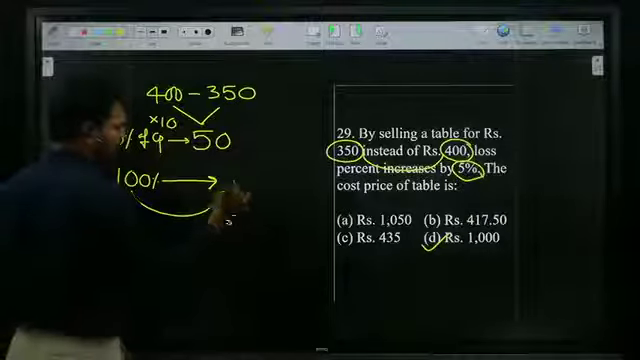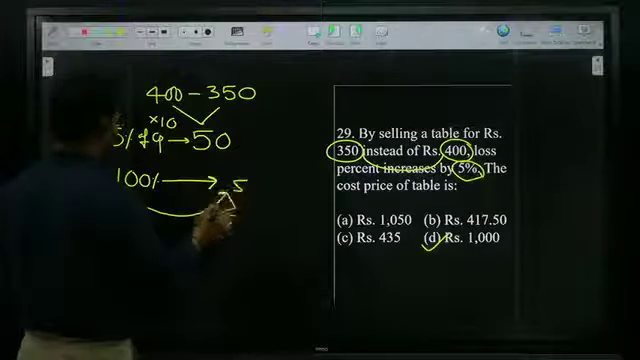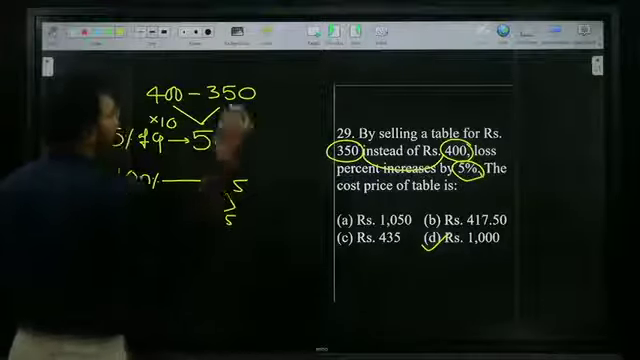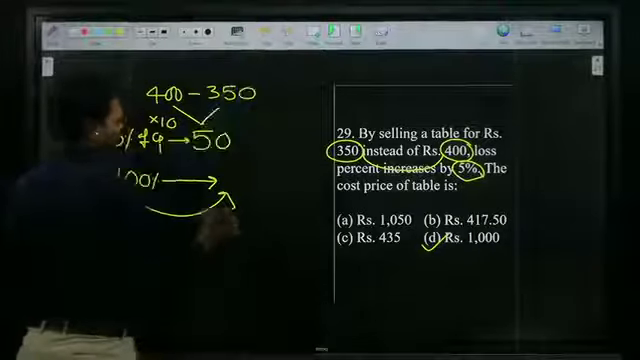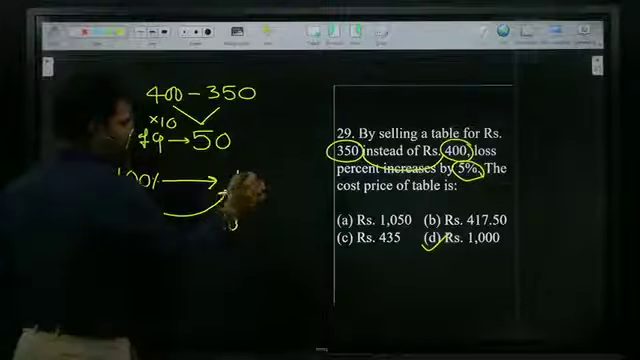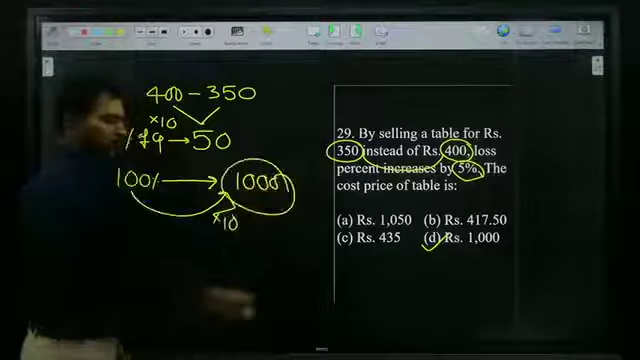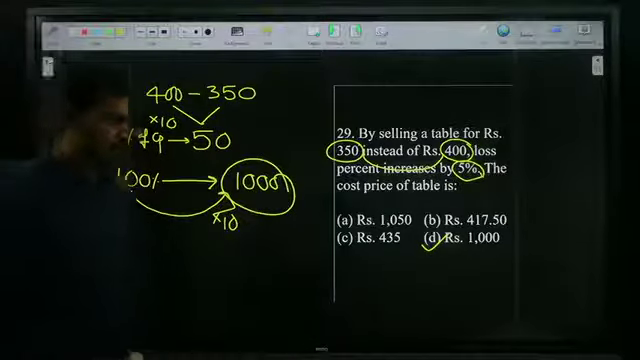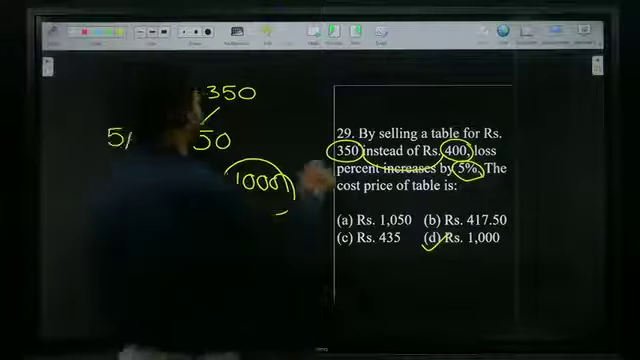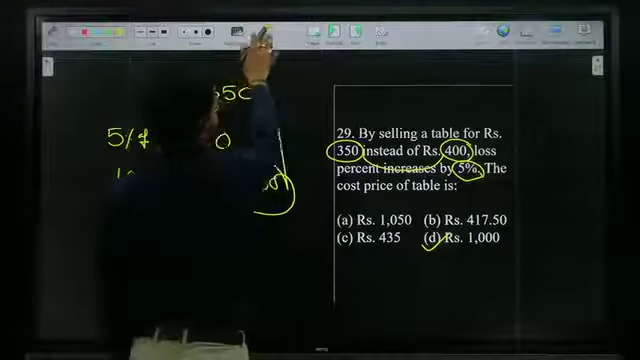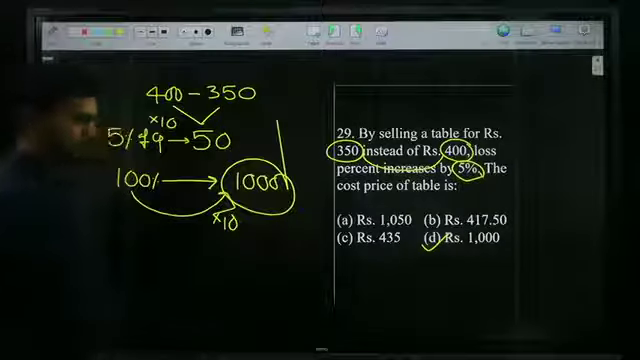Sorry, 5 10 times, 100 10 times. 100 10 times is how much? 1000. So your answer is 1000. In the exam, no need to write this. So your answer is what? 1000.